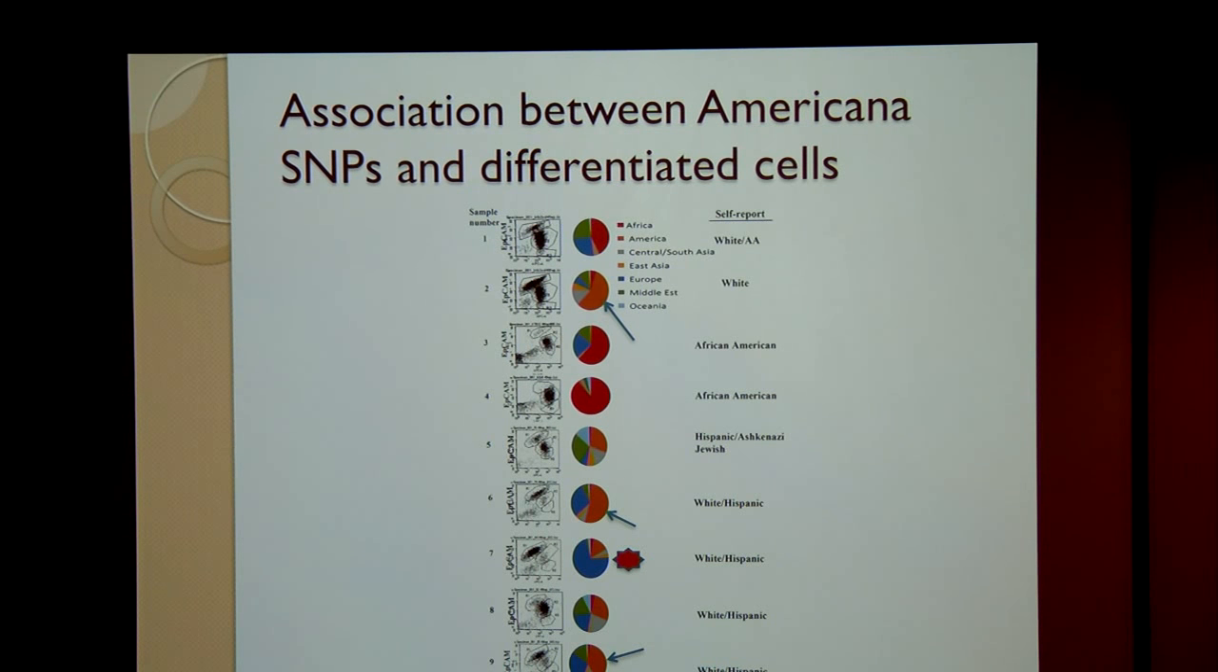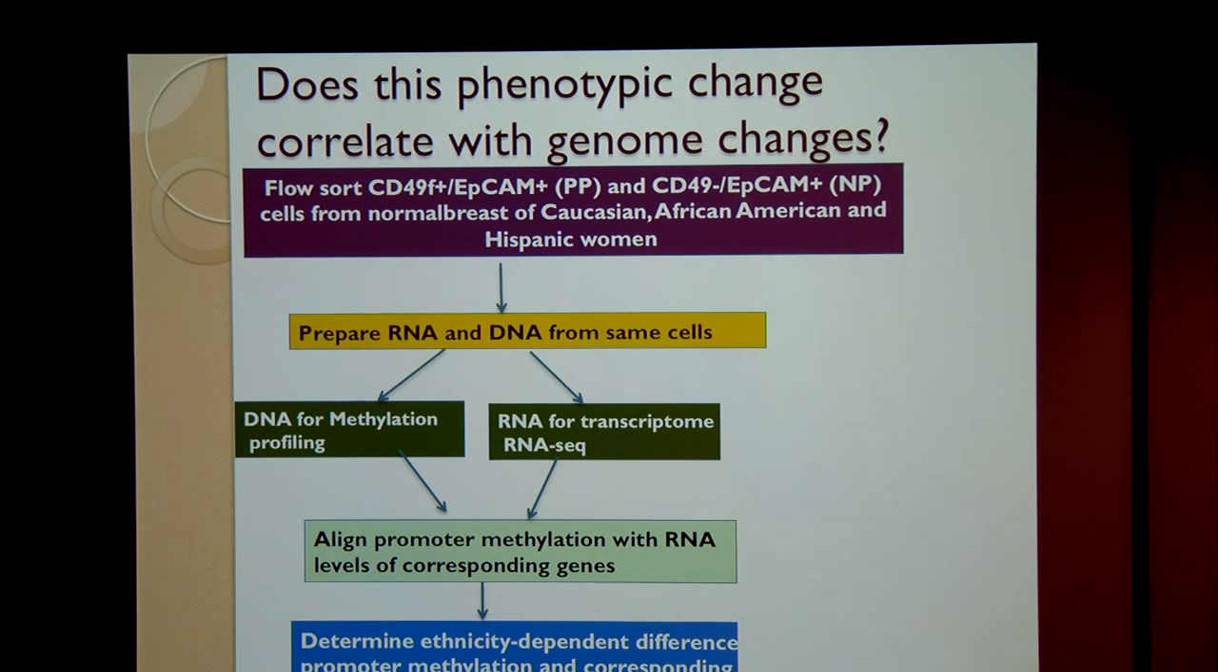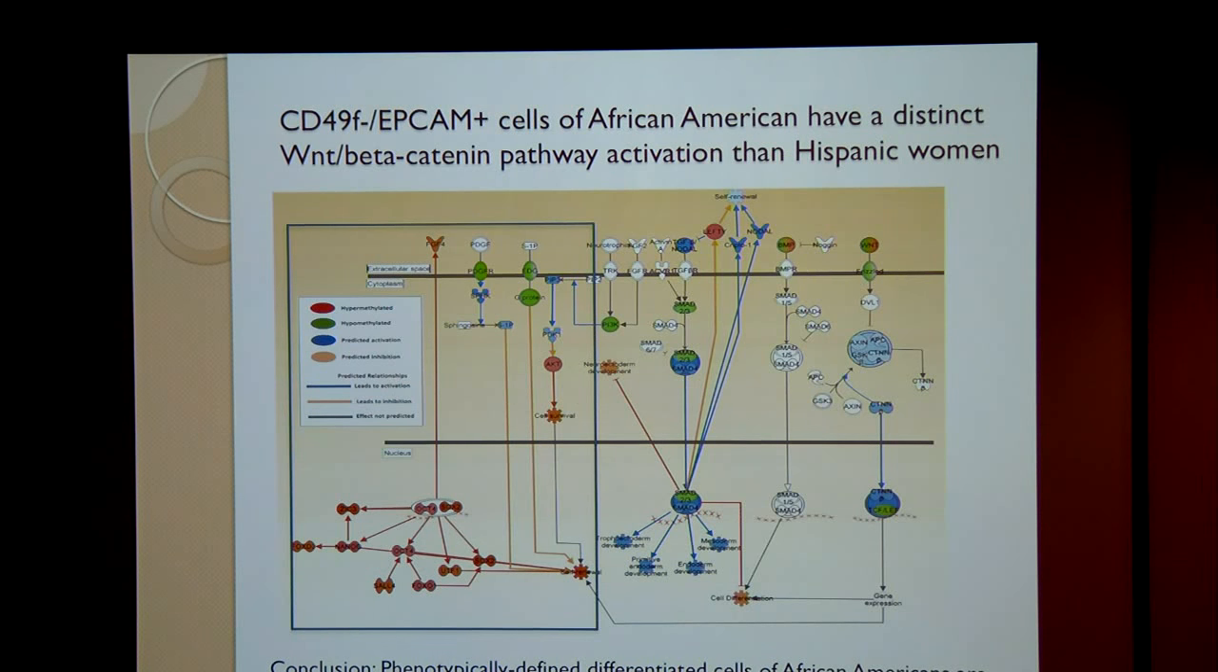Having analyzed this, and having found some ethnic variation in the phenotype of the cells, we then took this approach. We took the CD49f positive, EpCAM positive cells and these differentiated cells, and prepared RNA, DNA methylation, and RNA-seq, and then aligned them. What we did find was something unique in African American women. Although these cells are phenotypically differentiated, only in African American women did they have an active Wnt beta-catenin pathway, which is typically active in the stem cell component.